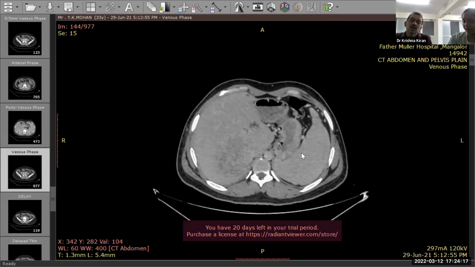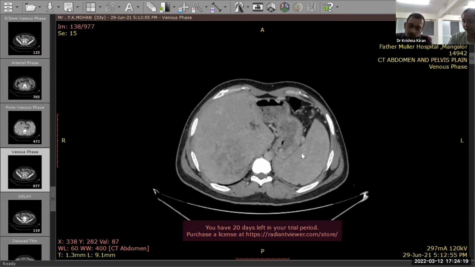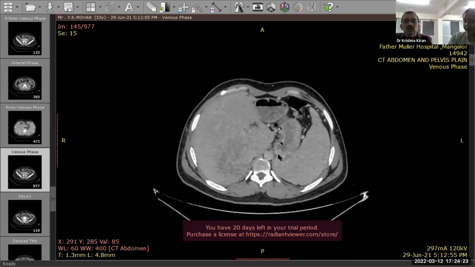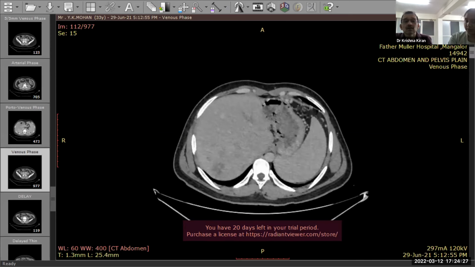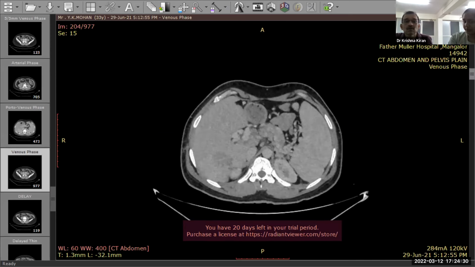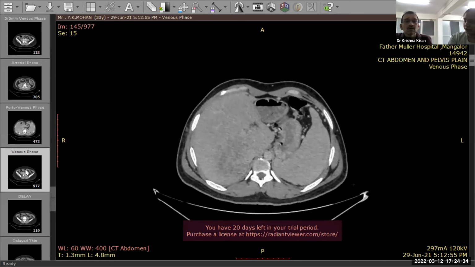Now I'm asking, there is portal vein thrombus. So if you see portal vein thrombus and a large liver lesion, what should be at the back of your mind? HCC. So can this be HCC? This can't be HCC, sir. Why? Because there was no washout.